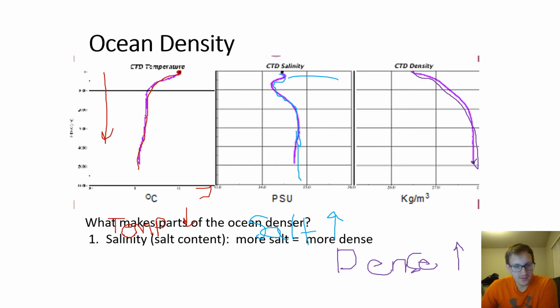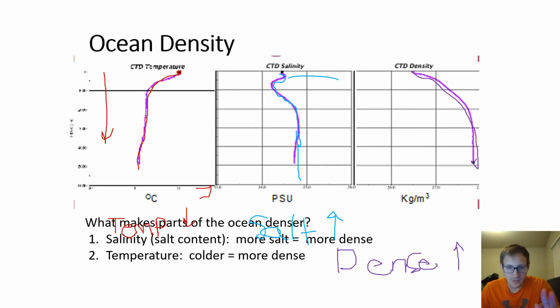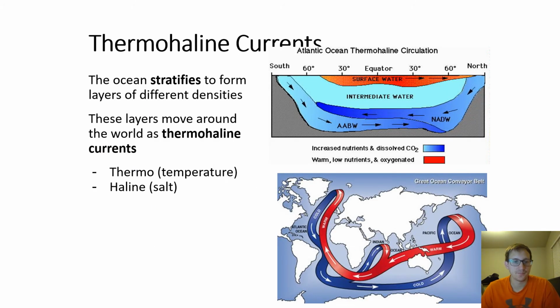Okay, so what makes parts of the ocean denser? Like we said, it has to do with the salinity. More salt means that it's more dense. And then the temperature also, the colder it is, the more dense it is as well.